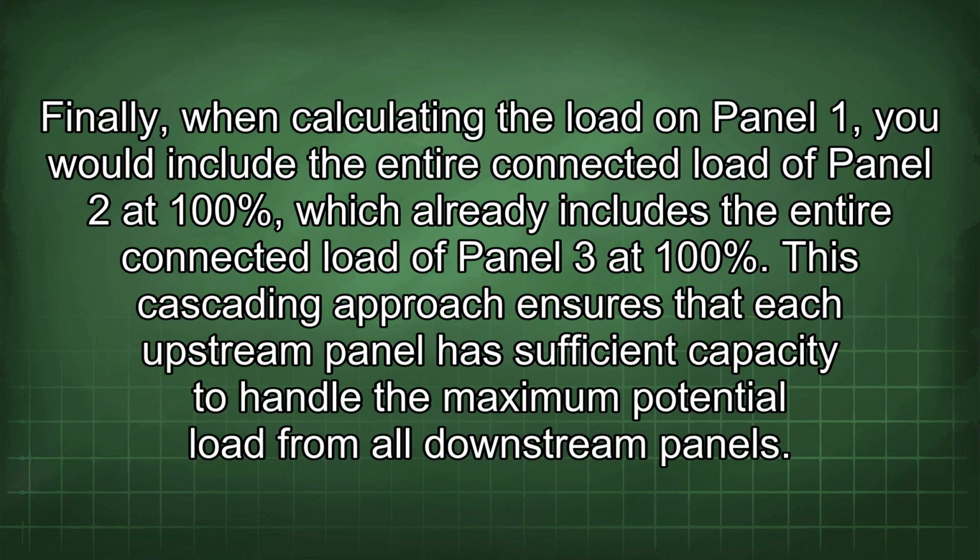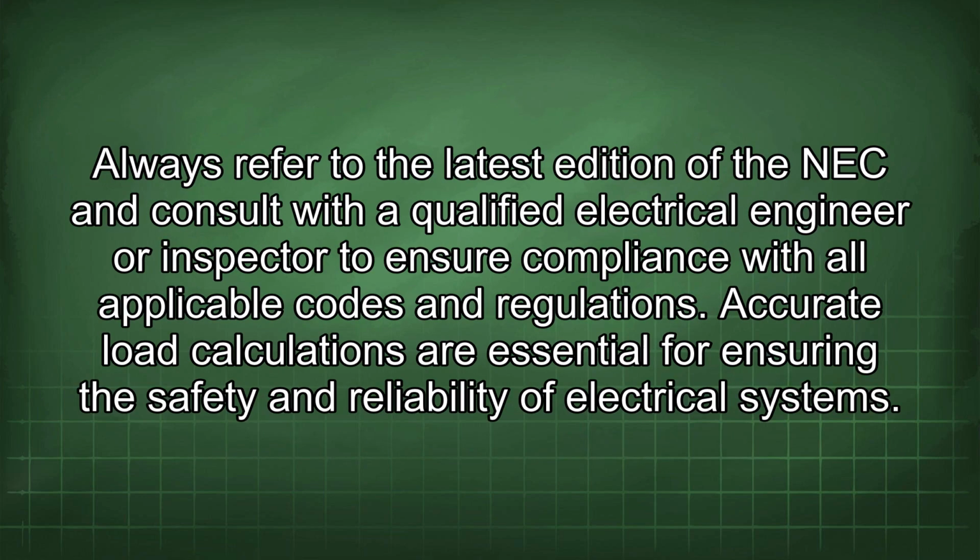Finally, when calculating the load on panel 1, you would include the entire connected load of panel 2 at 100%, which already includes the entire connected load of panel 3 at 100%. This cascading approach ensures that each upstream panel has sufficient capacity to handle the maximum potential load from all downstream panels. Always refer to the latest edition of the NEC and consult with a qualified electrical engineer or inspector to ensure compliance with all applicable codes and regulations.